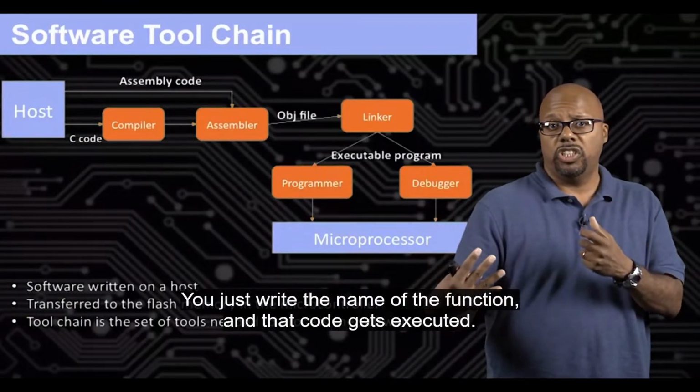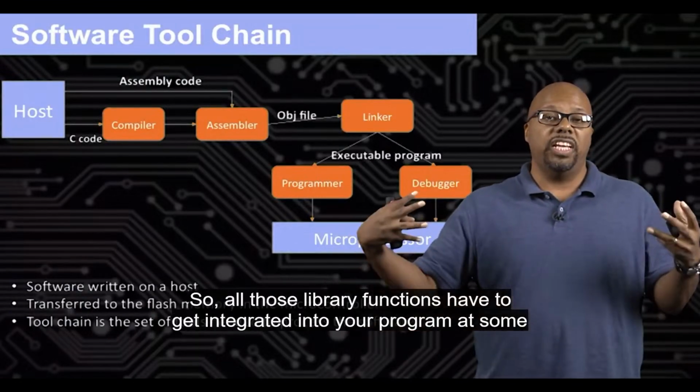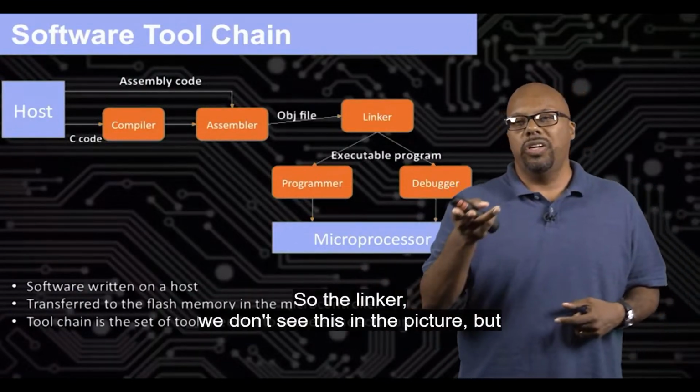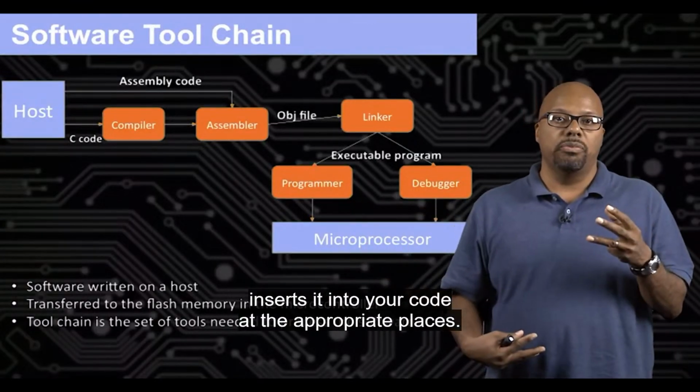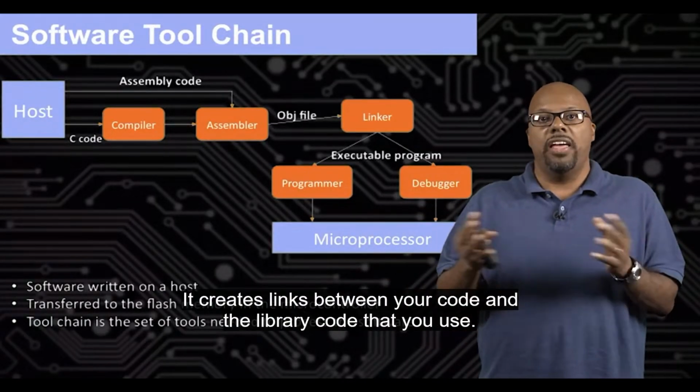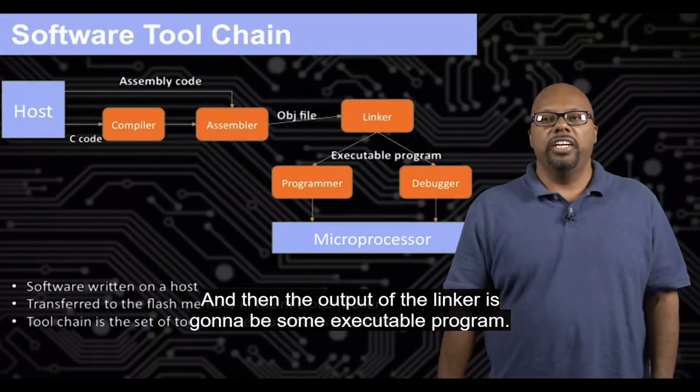You just call the function, you just write the name of the function, and that code gets executed. So all those library functions have to get integrated into your program at some point, and that's what the linker does. The linker, we don't see this in the picture, has access to all the libraries. The linker basically takes the library's code and inserts it into your code at the appropriate place. It creates links between your code and the library code that you use. And then the output of the linker is going to be some executable program.